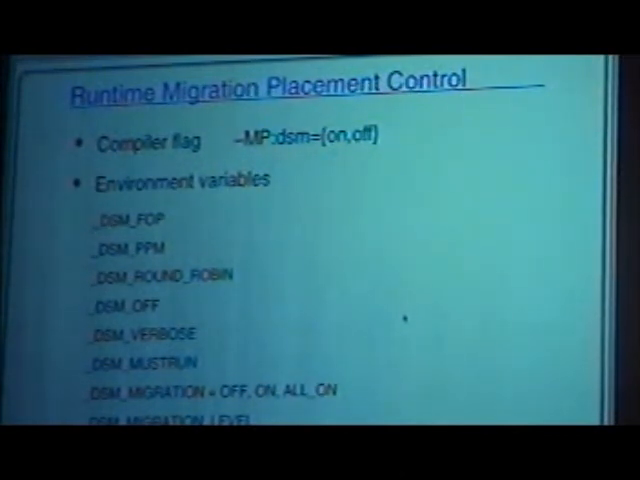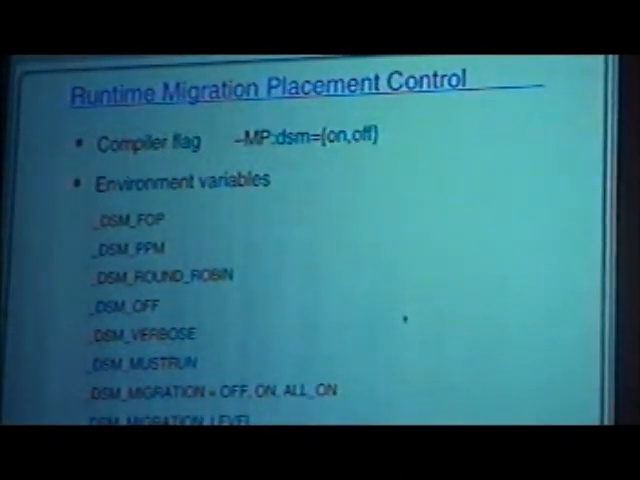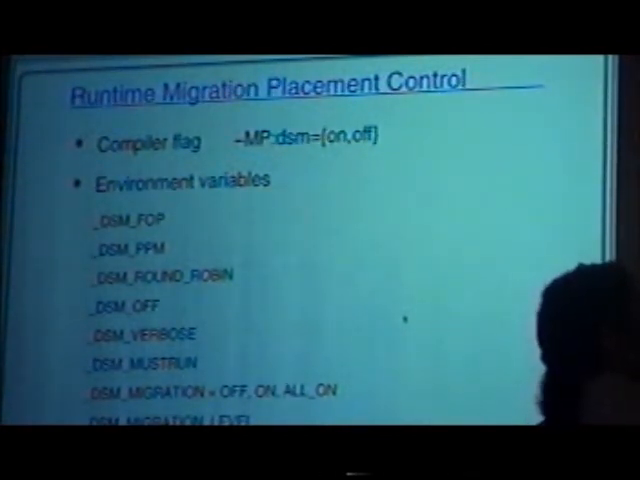The last piece is environment variables. There are two types of environment variables. We have underscore DSM underscore, and we have OMP or MP. These are the two that I'm just going to focus on right now. The DSM underscore ones are for distributed memory. However, some of them affect multi-threading.